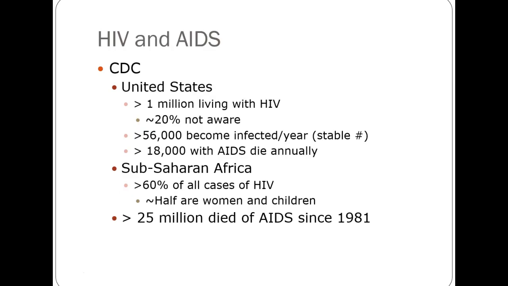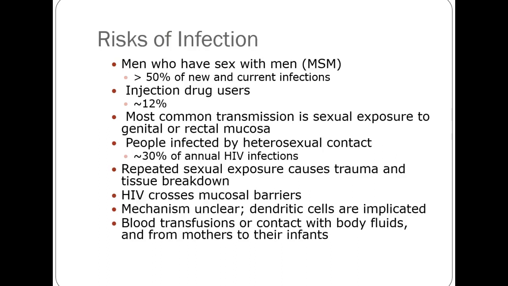So this brings us to HIV or AIDS. The CDC says that there's greater than 1 million people living with HIV, and that 20% of them aren't even aware of that. Over 56,000 become infected every year, it's a pretty stable number, and 18,000 with AIDS die annually. In Africa, 60% of all cases of HIV, there are a lot of them in Africa, obviously, and half of them are women and children. And it's interesting, 25 million people have died of AIDS since 1981. That isn't even that long ago.